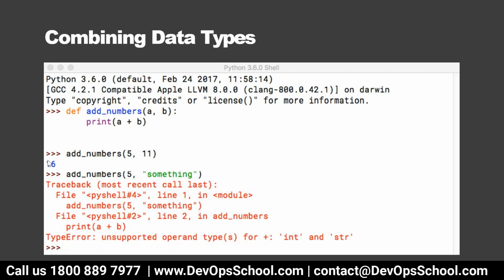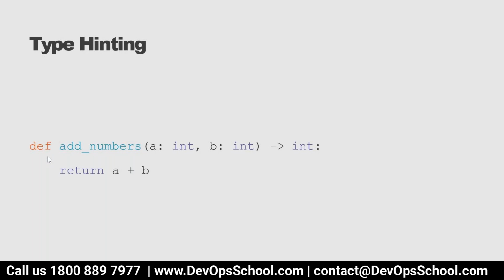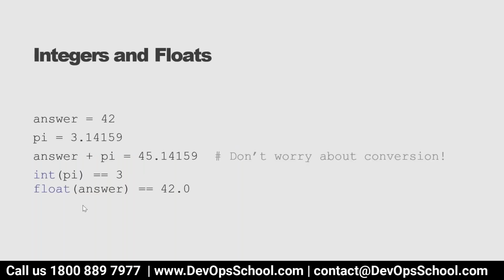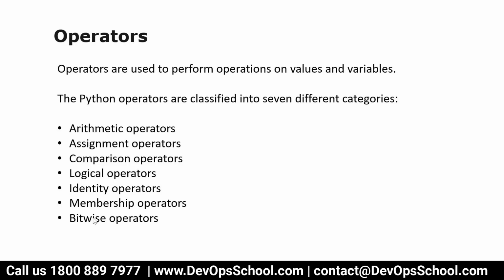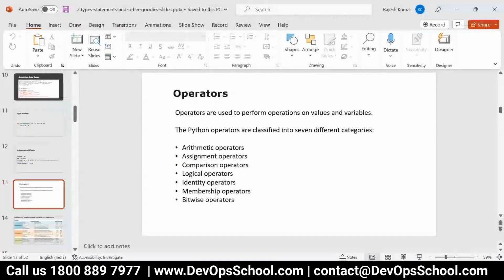Yes, sir. Okay, now sometimes you can also use type hinting. Type hinting I'll just ignore for timing; I don't want to complicate too much. Look at this. These are different types of variables defined: answer, which is an integer, pi, and answer plus pi. Don't worry about conversion. Python will take care of those conversions. If you want to specify the type, of course you can, but it's not important. So now we understood different variable types.